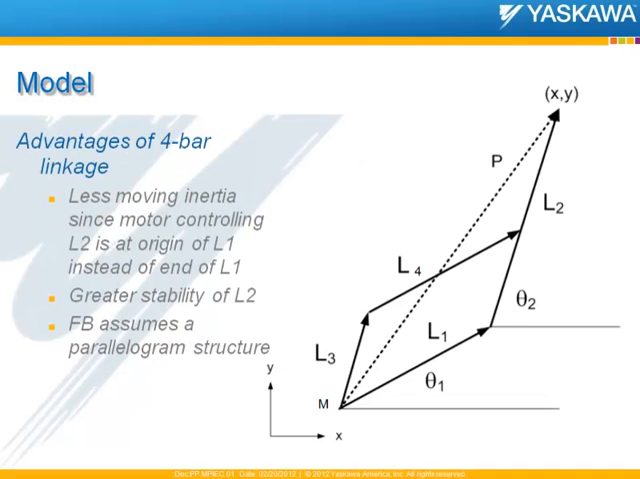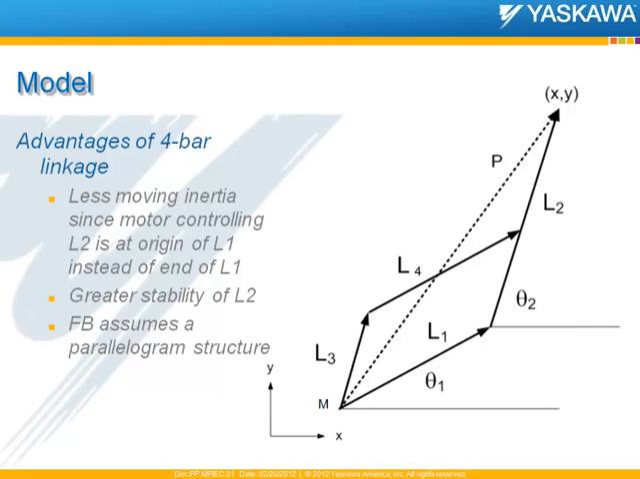The 4-bar model has some particular advantages. First of all is that with both motors here at point M, you take some mass out of a motor that would otherwise typically be placed at the end of link 1 to control link 2. So a little bit less inertia results in faster motion capabilities. The additional link also helps stabilize L2, so you don't see as much servo dither out there.